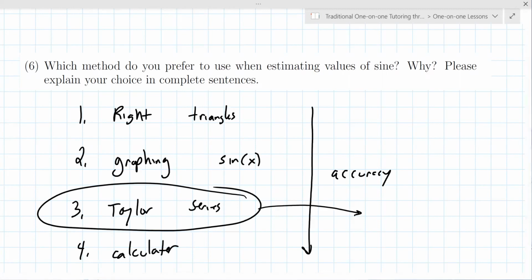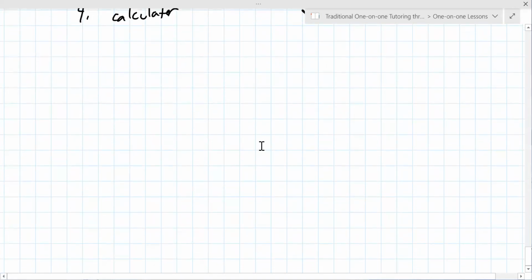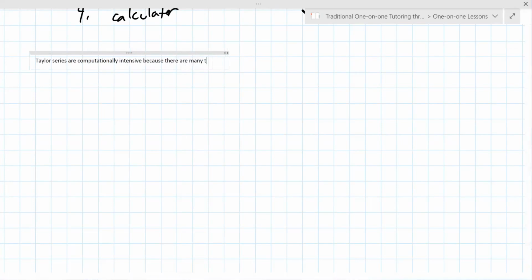Can you give a little explanation as to why that's the best? Sure, let's do some typing here. Taylor series are computationally intensive because there are many terms, and oftentimes the calculation must be done with a calculator. Why did it lag right there?